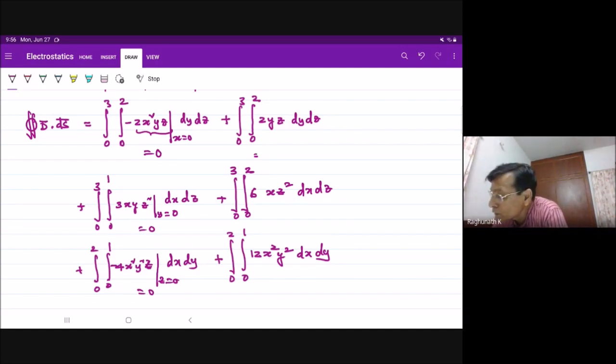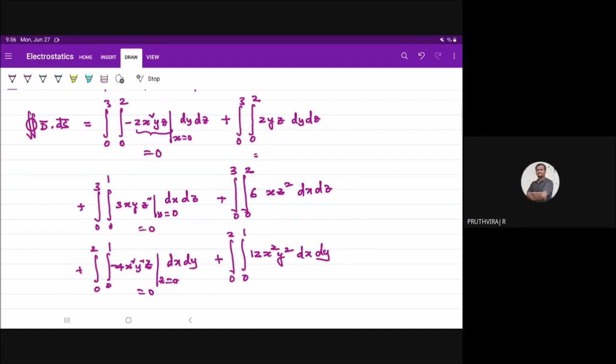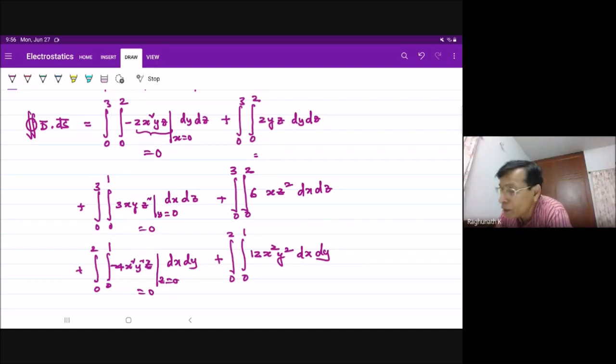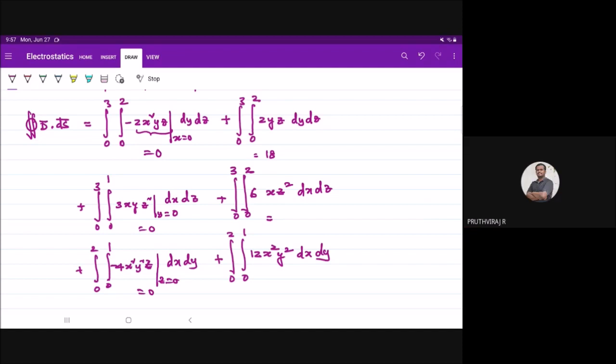2 into 2, 4. 18. 9 by 2, 18. 4 into 9, 18. Ultimately, I'll put coulombs. What is this integral? 6 into x squared by 2 is 2, 12 into 9, 108.